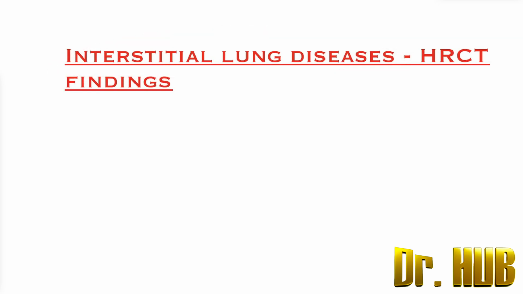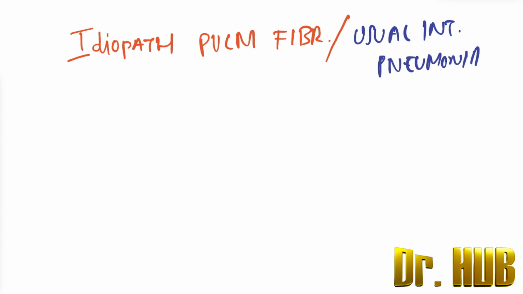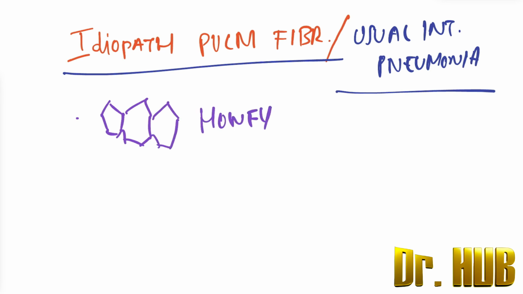Interstitial lung diseases, and we are going to look at the HRCT findings. The first one we'll be looking at is idiopathic pulmonary fibrosis, or the usual interstitial pneumonia. So how is the pattern here? Here it forms a honeycomb pattern.